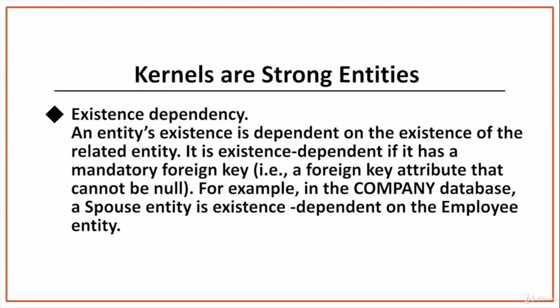Existence dependency. An entity's existence is dependent on the existence of the related entity. It is existence dependent if it has a mandatory foreign key, that is, a foreign key attribute that cannot be null. For example, in the company database, a spouse entity is existence dependent on the employee entity.